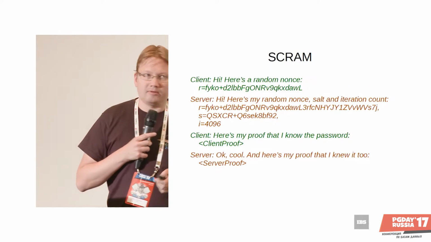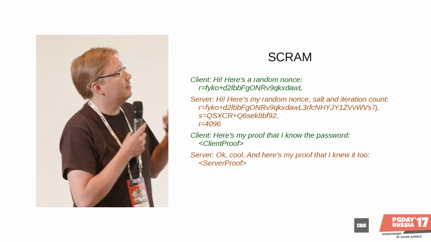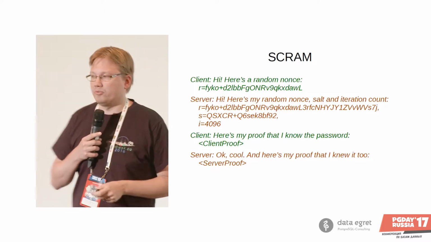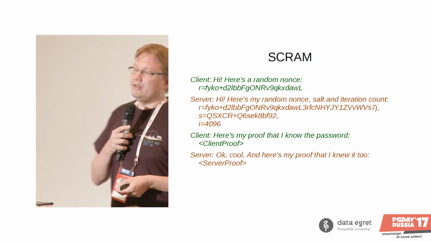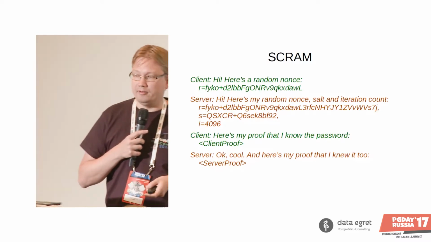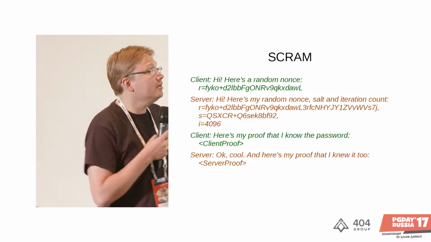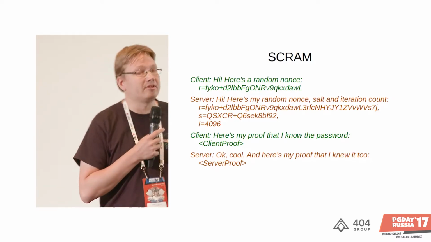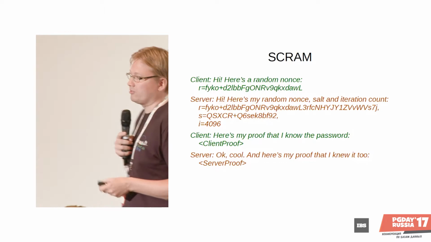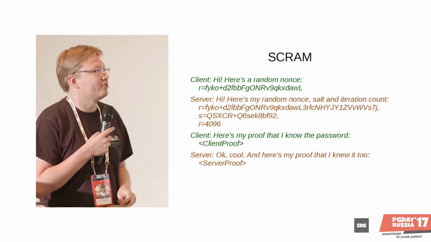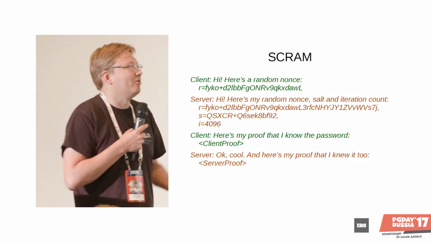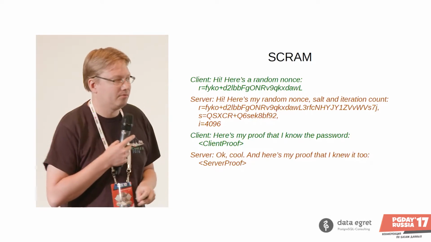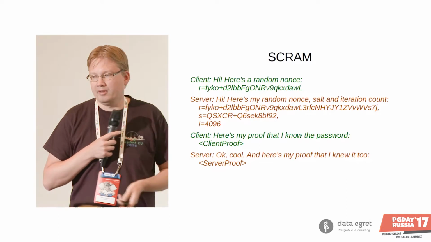So the SCRAM authentication looks like this. You have the client. The client first sends a little random string to the server, and the server will reply with a longer random string and a salt and then what's called an iteration count. And then there's a little bit more complicated calculation where the client computes from the original password and the information from the previous step.